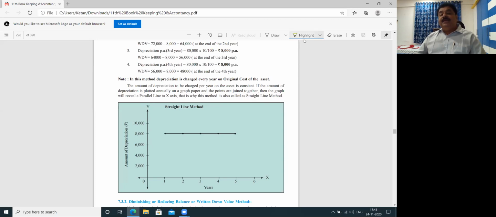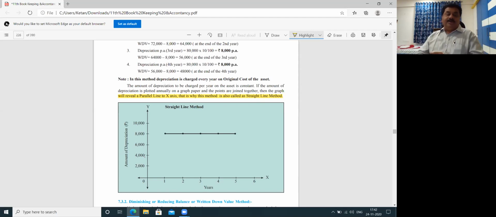Now this particular graph which is presented to you is just to explain why it is called the straight line method. See, how is the graph going to look? It is parallel to the x-axis. Here you can see on the y-axis the amount of depreciation is given, which is 2,000, 4,000, 6,000, 8,000, 10,000. Other values are not important for us.